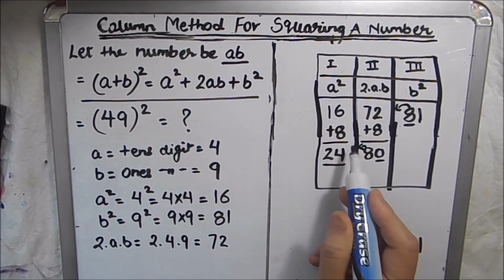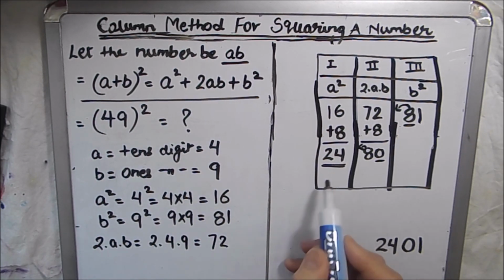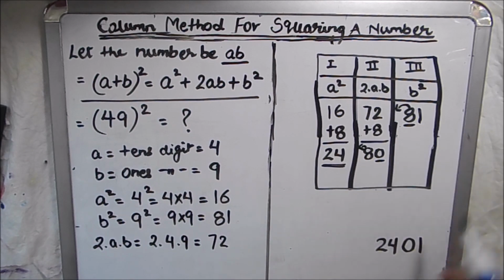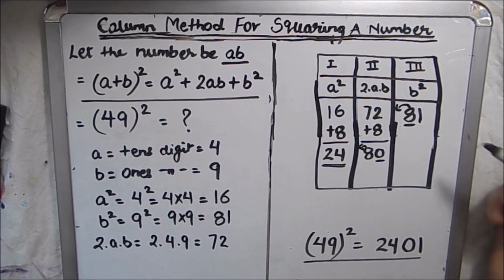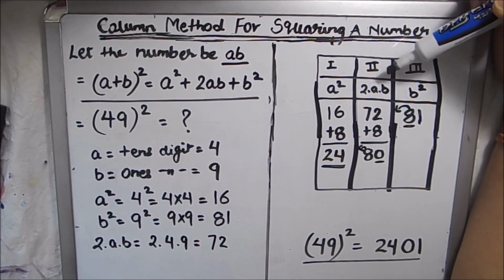Now we are done with our method. So these two digits we are going to write as is in our answer. So our answer is 2401. So 2401 is the square of 49. This is how we find the square of any two-digit number by using the column method.